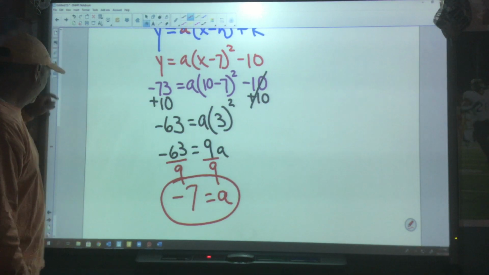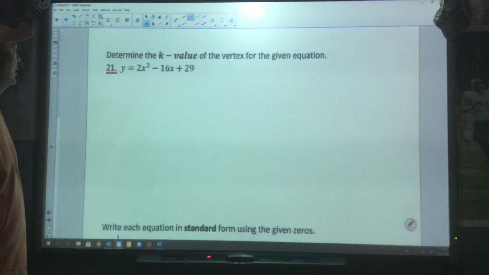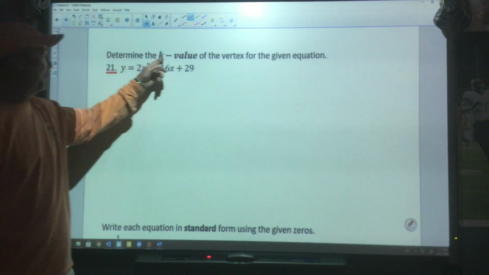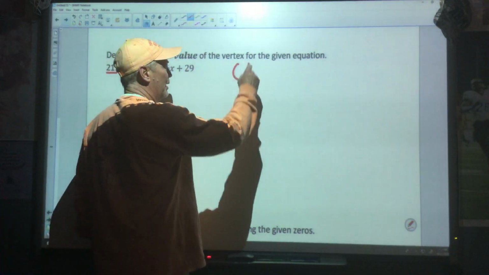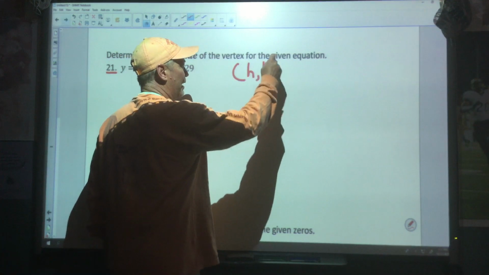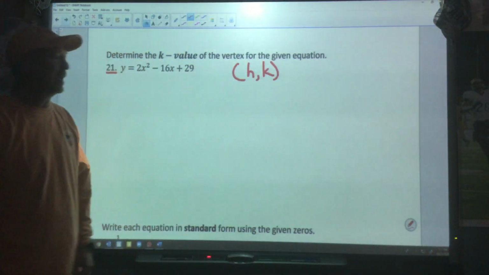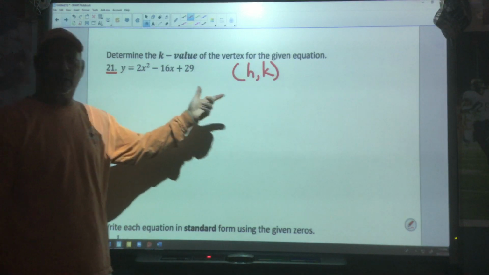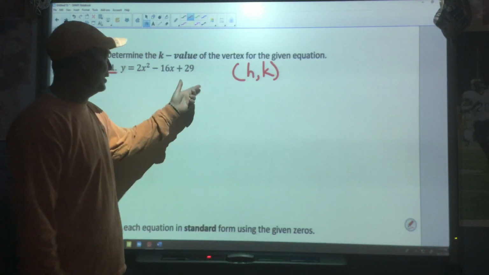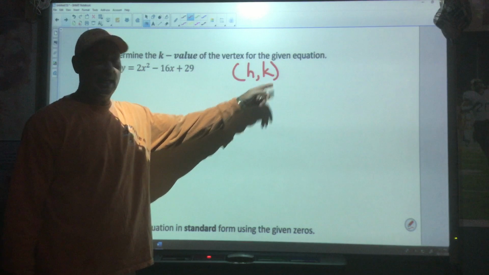All right, next problem. Almost done. They want me to find the k value of the vertex. Remember that the vertex is going to be (h, k). So they want me to find the k value. What are we going to do? We're going to put this in the calculator. We're going to make it quick and easy. Just find the vertex, and then we're going to find the k value.